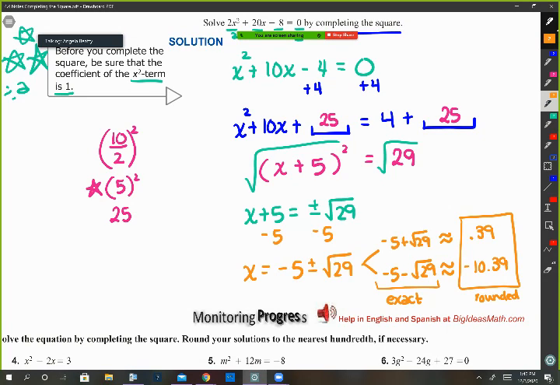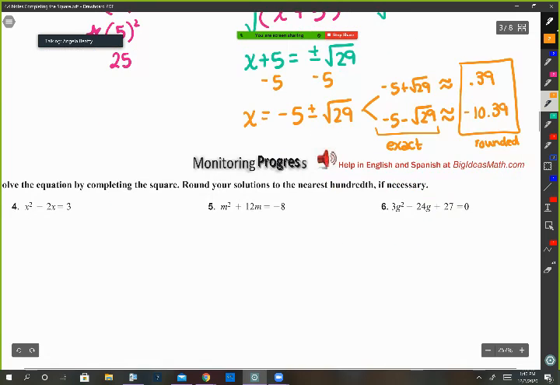As you progress through math, that's usually not the case. We usually leave it as negative 5 plus root 29. We usually don't like to write it as a decimal because it's not as accurate. And mathematicians are usually pretty accurate until the very, very end. So usually we don't do rounded, but this book tends to be okay with it.